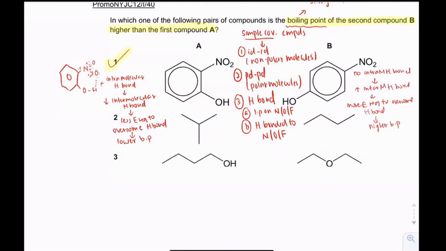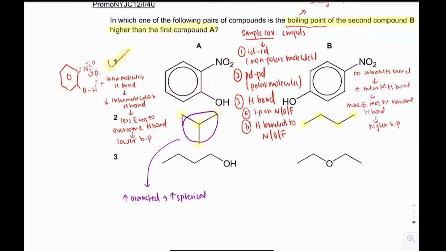And then number 2, let's take a look. So number 2, this is a skeletal structure. So let me count the number of carbons. 1, 2, 3, 4. 1, 2, 3, 4. So therefore, this means that these two are structural isomers. They have the same molecular formula, just that A is more branched.